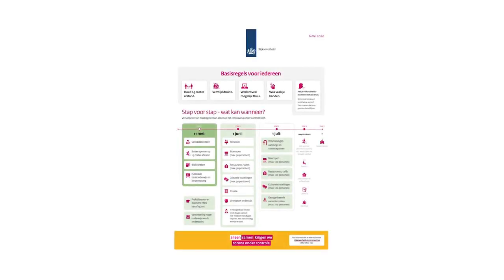As a souvenir from coronavirus restrictions, we are looking at a visual from the Dutch government. The plain language title states, Basic rules for everyone. Step by step. What can be done when? The dates on a horizontal timeline are paired with the vertical columns below, indicating the different rules and restrictions in the corresponding period of time.